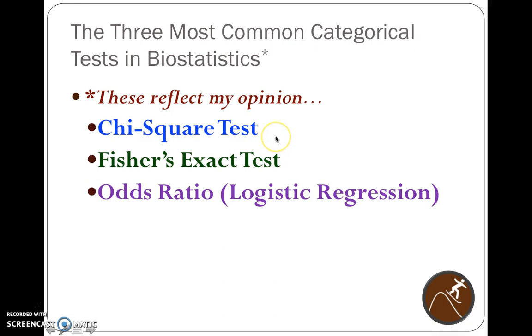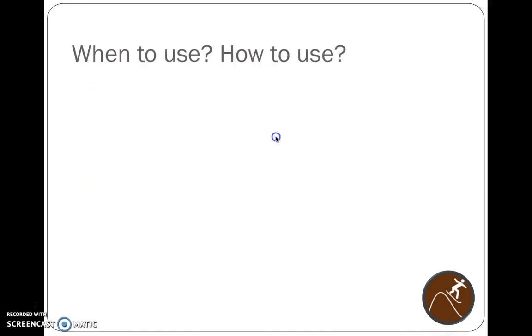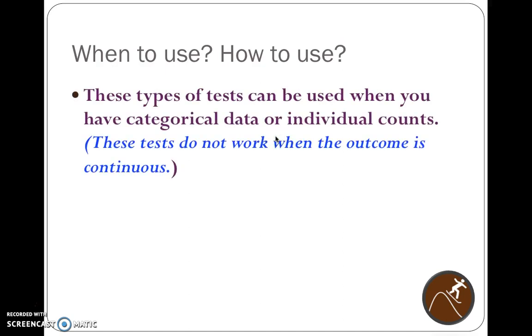But we're going to focus on the chi-square test, and before that, just the basics of using Stata for categorical data analysis. So when to use these types of analyses and how to use them. These tests can be used when you have categorical data or individual count data, where you've collected data from surveys and coded people as yes, no, or 1, 2, 3, 4, or 5, or something like that.